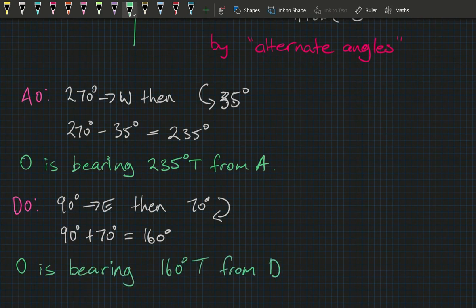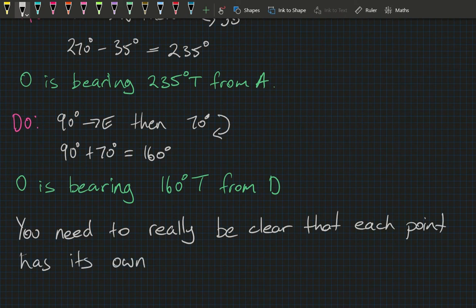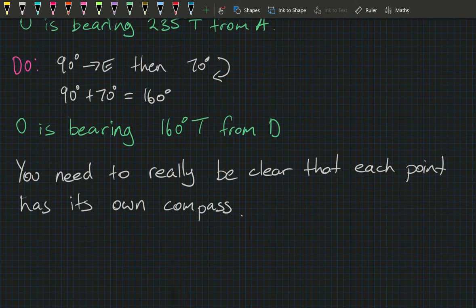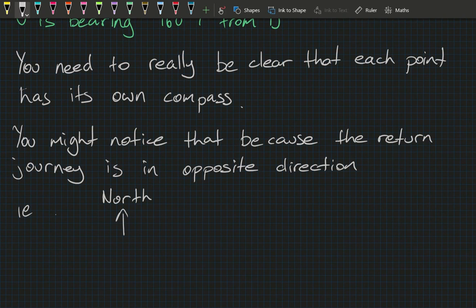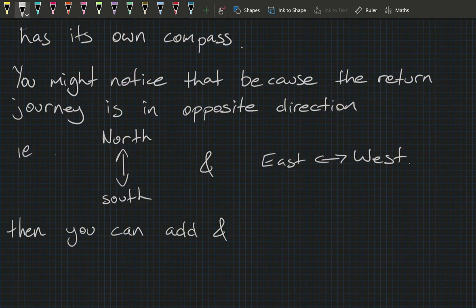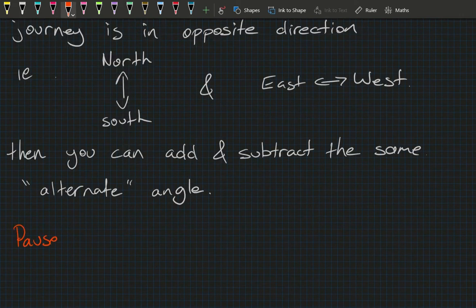Right, so you can see those directions are different, and it's obvious that we're moving in the opposite direction. So you really need to think about how each point has its own compass. You might also notice that because the bearing is a return journey, it involves the opposite directions, i.e. north turns to south and east turns to west. Once you've figured out what the degrees are for that, then you need to add and subtract the same alternate angle. Anyhow, I have complete faith in you, so why don't you just pause the video now and work on questions 1 and 2 in the new book, or questions 2 and 4 in the old book.